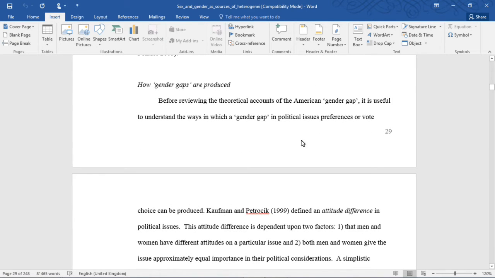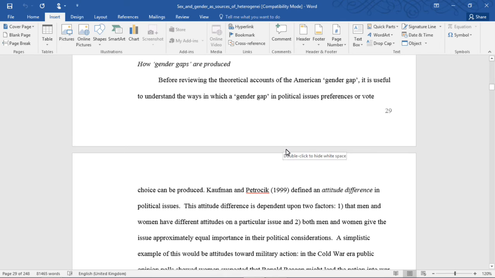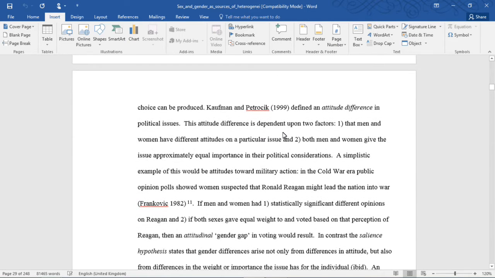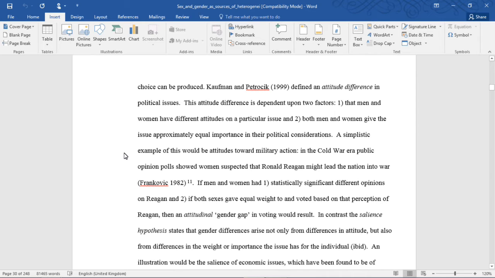How are gender gaps produced? Before reviewing the theoretical accounts of the American gender gap, it is useful to understand the ways in which a gender gap in political issues or preferences or vote choice can be produced. Kaufman and Petrosek defined an attitude difference in political issues. This attitude difference is dependent upon two factors. One, that men and women have different attitudes on a particular issue, and two, both men and women give the issues approximately equal importance in their political consideration.